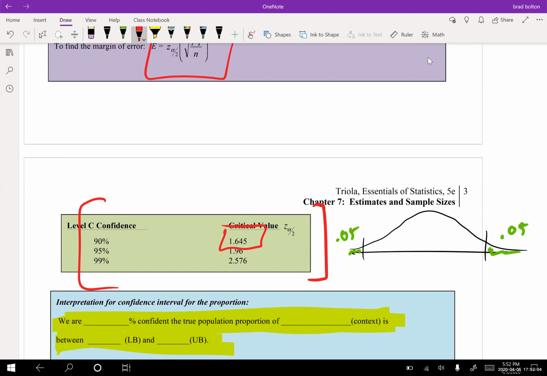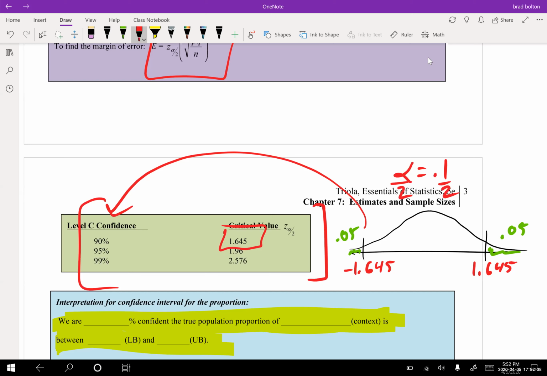Now you could go on your calculator, second vars, inverse norm of 0.05, and you would get negative 1.645, and you'd get positive 1.645. These 2 numbers come from the fact that it's 90%. I have 5% in the left and 5% in the right. That's where I'm getting these 2 numbers: if alpha is 0.1, when I divide that by 2, I get alpha over 2 is 0.05. That's where I'm getting this from, and that's where I'm getting that from.